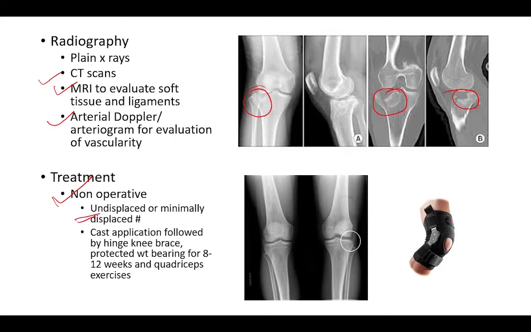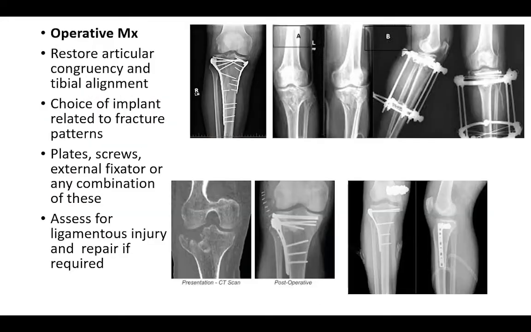This can be done in the form of a cast application followed by a hinged knee brace and protected weight bearing for 8 to 12 weeks along with quadriceps exercises. Operative management aims at restoring the articular congruity and the tibial alignment.